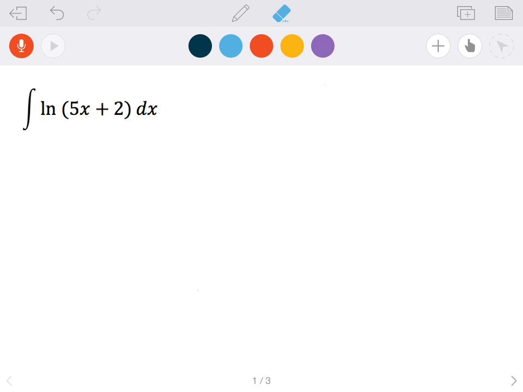Hey guys, two new formulas to practice today. Very easy problems. Let's look at the first one. The integral of the natural log of 5x plus 2 dx.